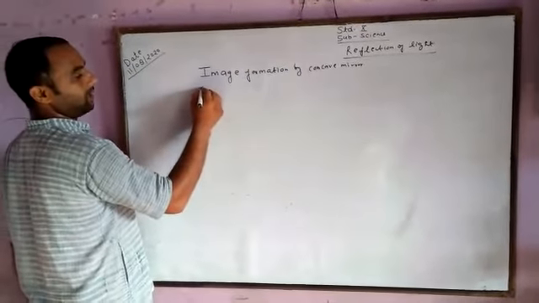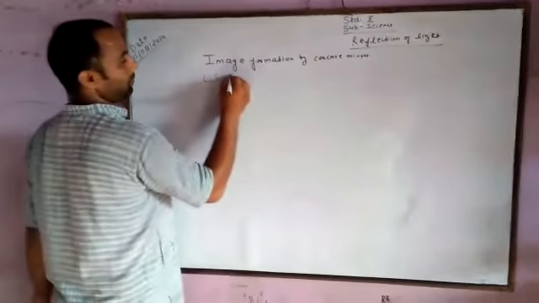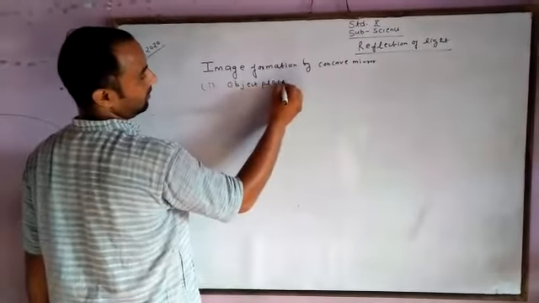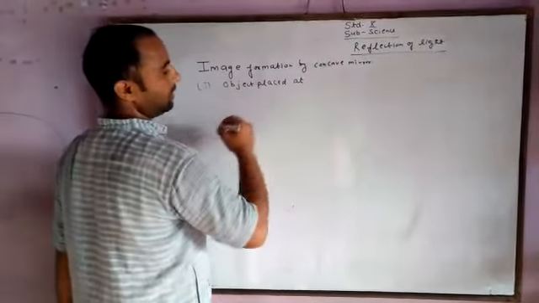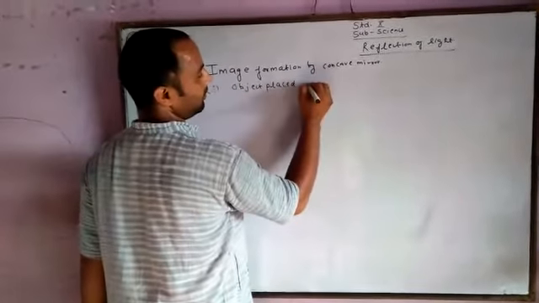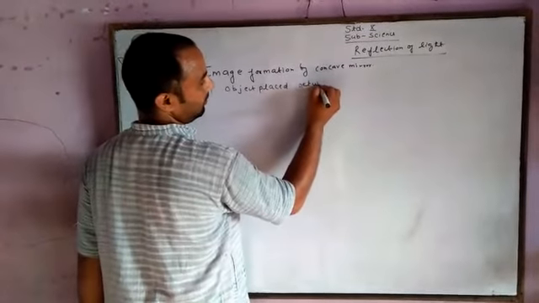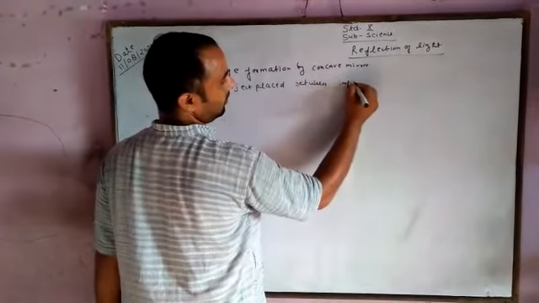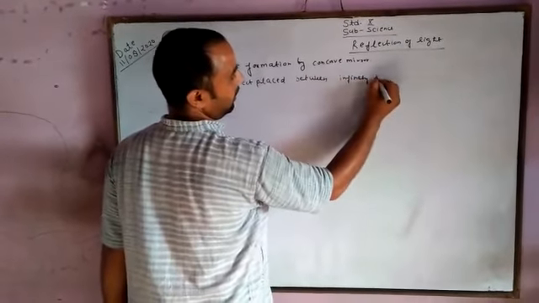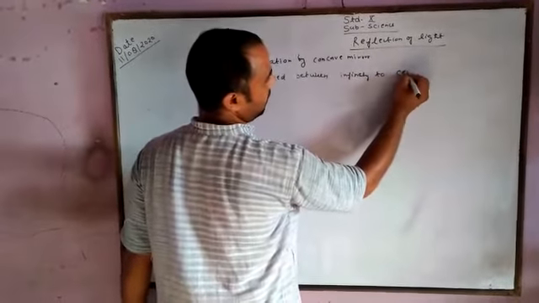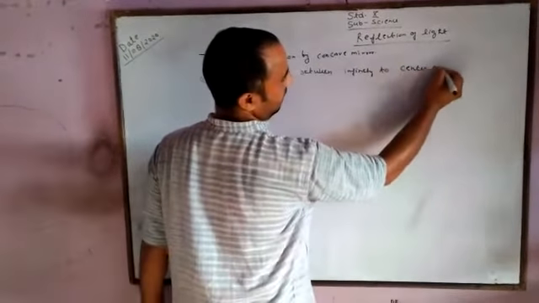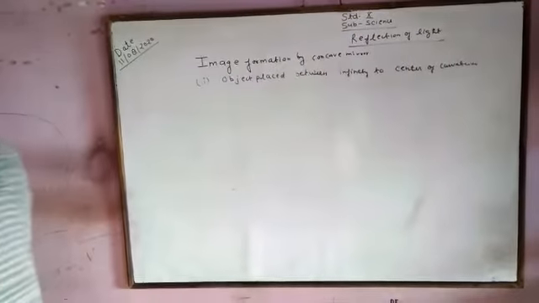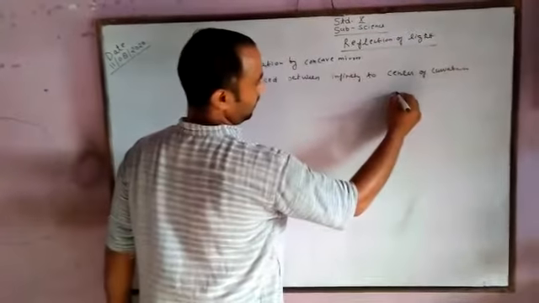Now the second case we have to describe: object placed between infinity and center of curvature. So we have to draw first the concave mirror.